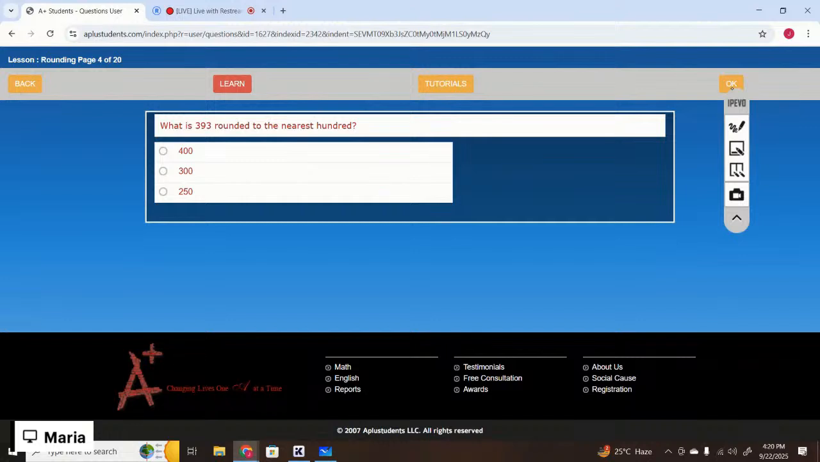$393 is rounded to 400. The correct option is 400. Option number 1 is the correct option.